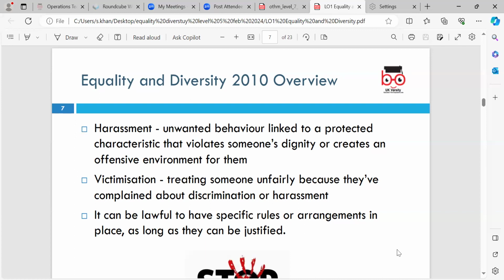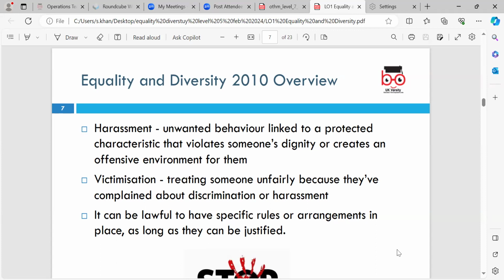Victimization is another one, where someone is treated unfairly because they've complained about discrimination or harassment. Do you think that happens a lot? I think it probably does to a certain extent. If you've complained about a manager, and that manager then gets told off, would that manager then start treating you differently? They could do. Yeah, that is one that happens quite a lot.